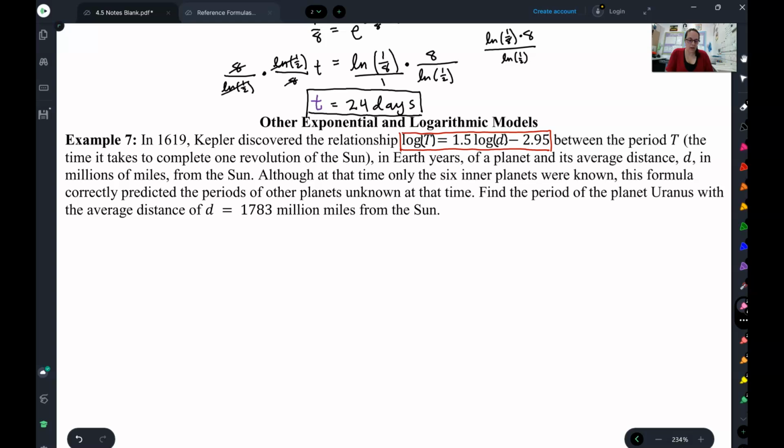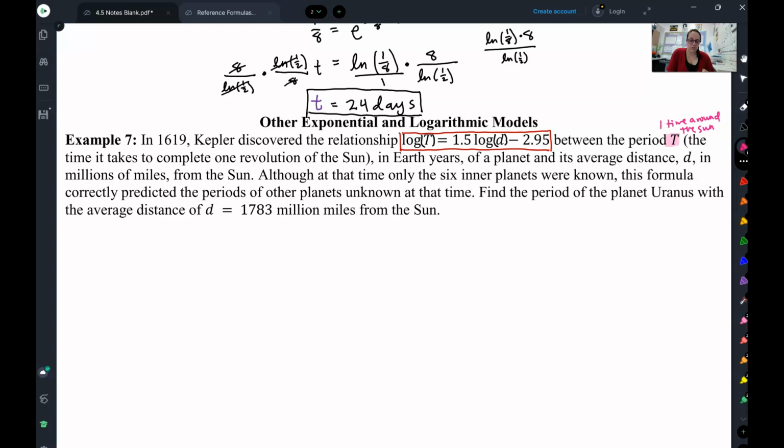So let's make some highlights. T is the period, or the time it takes to complete one revolution of the sun. So t is one time around the sun in Earth years. If you think about it, time to go around the sun in Earth years for Mercury isn't going to be as much because it's a lot closer to the sun, versus Pluto is going to take a lot longer to go around the sun because it's way on the outskirts. So that's kind of what we're talking about here.